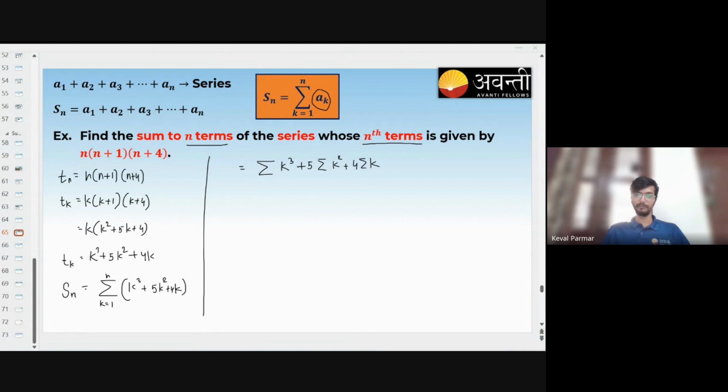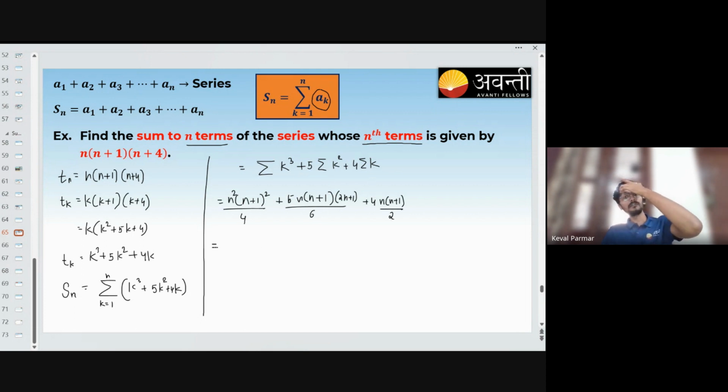Now we know the formula of this. What was the formula for cube? It was n into n plus 1, the whole square upon 2. So I'll write it as 4 square n square plus 5 times. What is the formula for summation of k square, or sum of squares of first n terms? It is n into n plus 1 into 2n plus 1 upon 6. And here it will be 4. What is summation of first n terms? n into n plus 1 upon 2.